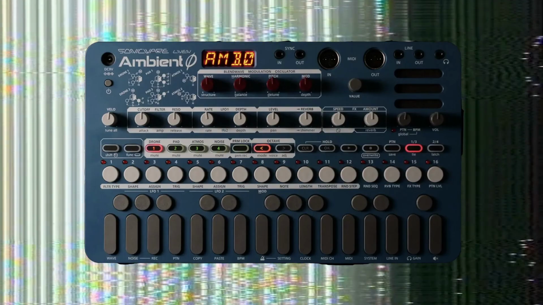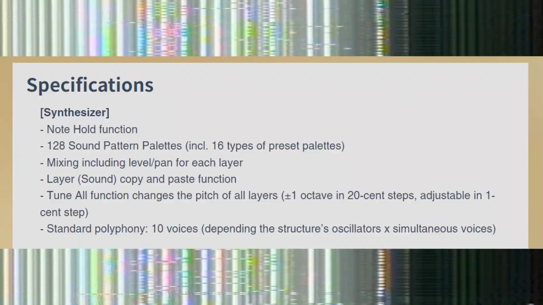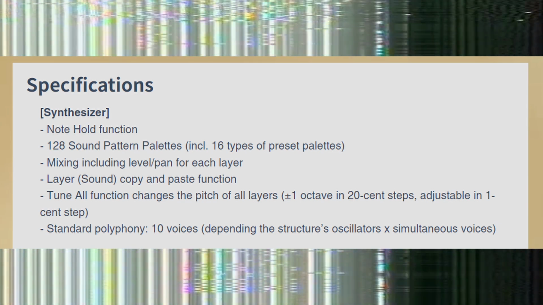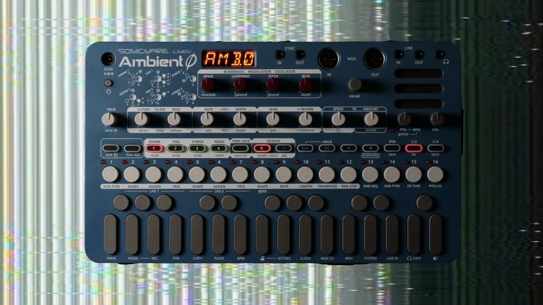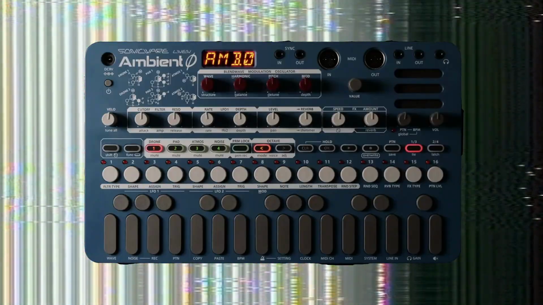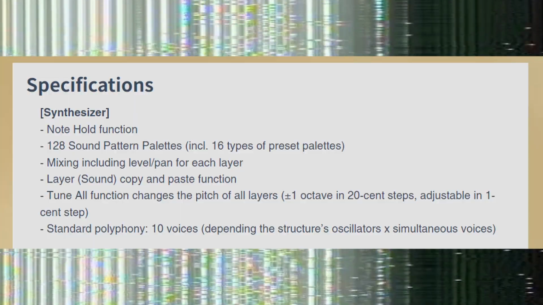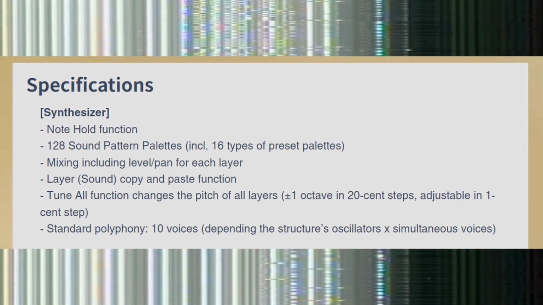When we're looking at specific specifications on the synthesizer function, we do have a note and hold function, 128 sound patterns, including 16 types of preset palettes. We have mixing, including level and pan for each layer. We have a layer sound copy and paste function. You can tune all functions and change the pitches of all layers. And then also we have standard polyphony with 10 voices.